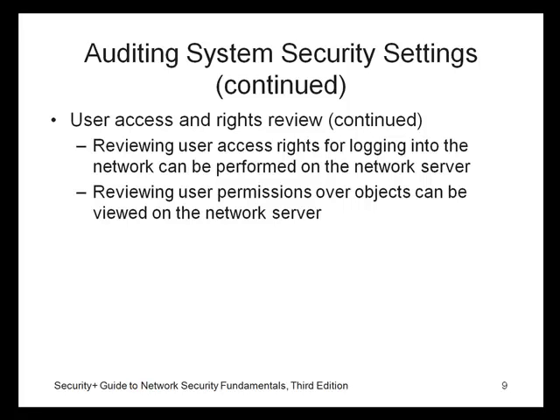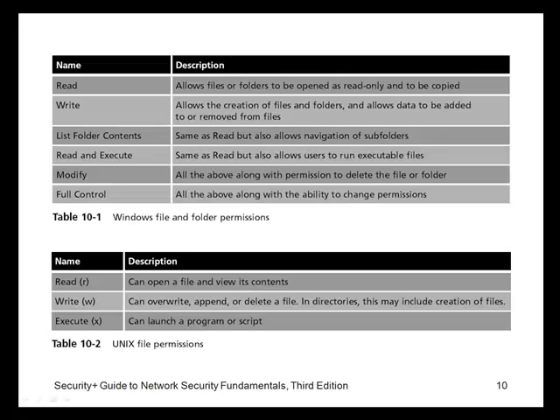Permissions over objects can be viewed on the network server. And I don't think they talk about it in here, but in the Sysinternals toolkit is a little executable that will go through your entire directory structure and tell you who has permissions to what folders. It's not the prettiest display in the world, but it will help you in that audit. Who can do what? What users can't, what do users have permissions to?